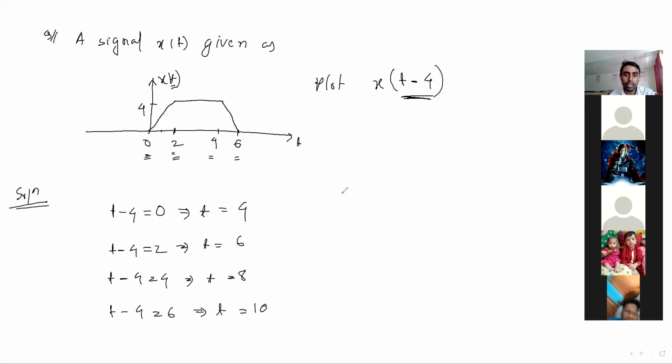So what will be the waveform then? Now you can draw the waveform. x(t minus 4) you can say. Okay, 0, 2, 4, 2, 4, 6, 8, 10.